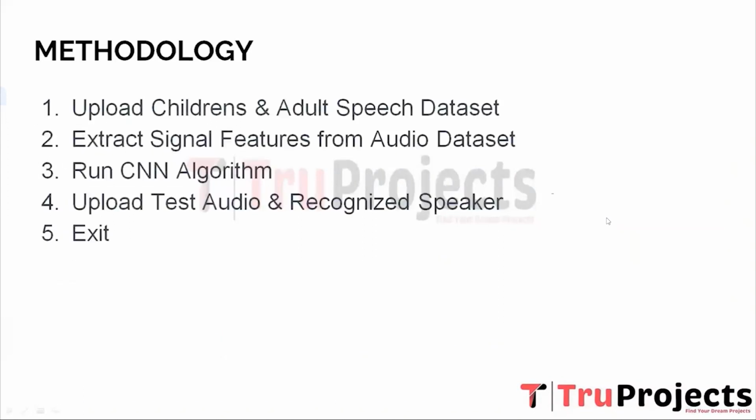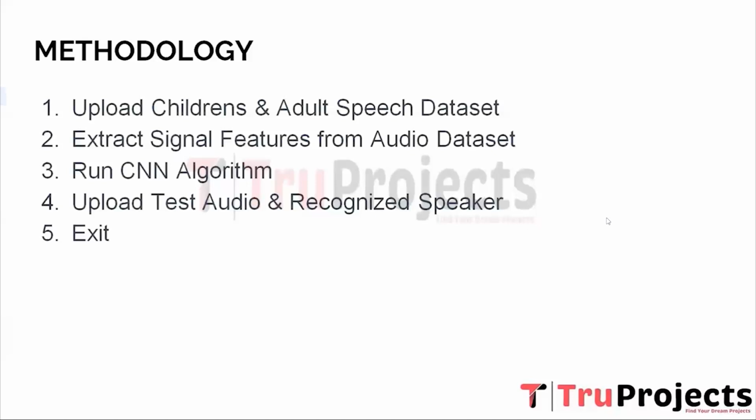Now coming to the methodology part, first, upload children's and adult speech dataset. The first step in improving children's speech recognition is to gather a comprehensive dataset comprising audio recordings of both children and adult speakers. This dataset should encompass a diverse range of speakers, including various ages, genders, and accents. Collecting speech samples from children is crucial to account for the unique vocal characteristics and development stages of their speech. Similarly, adult speech data serves as a benchmark for comparison and training purposes.